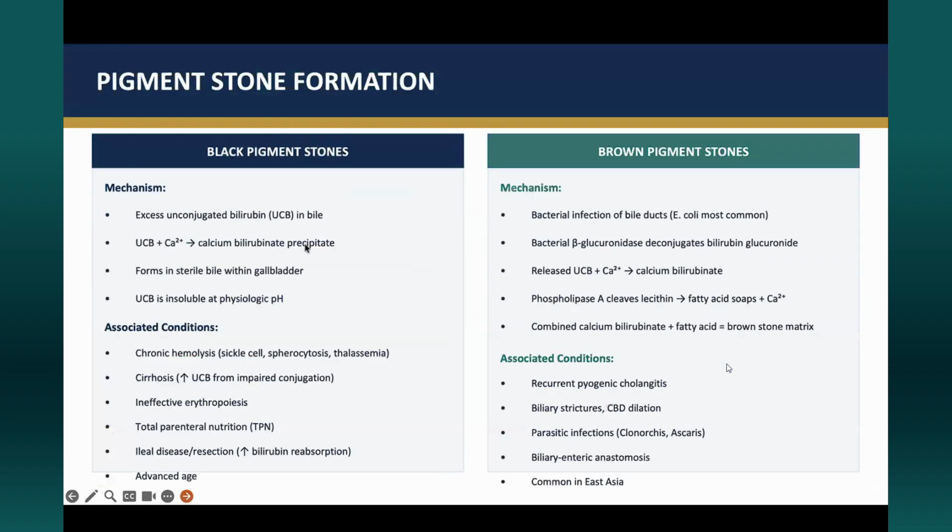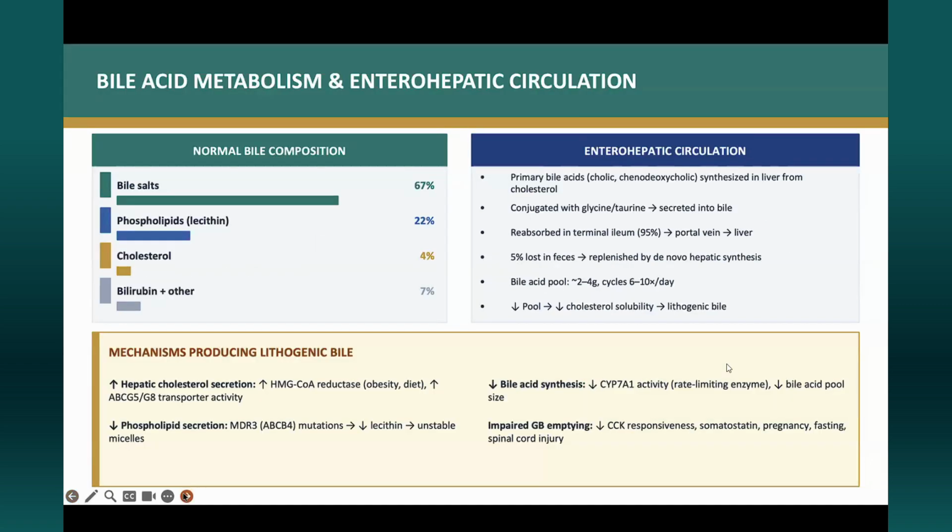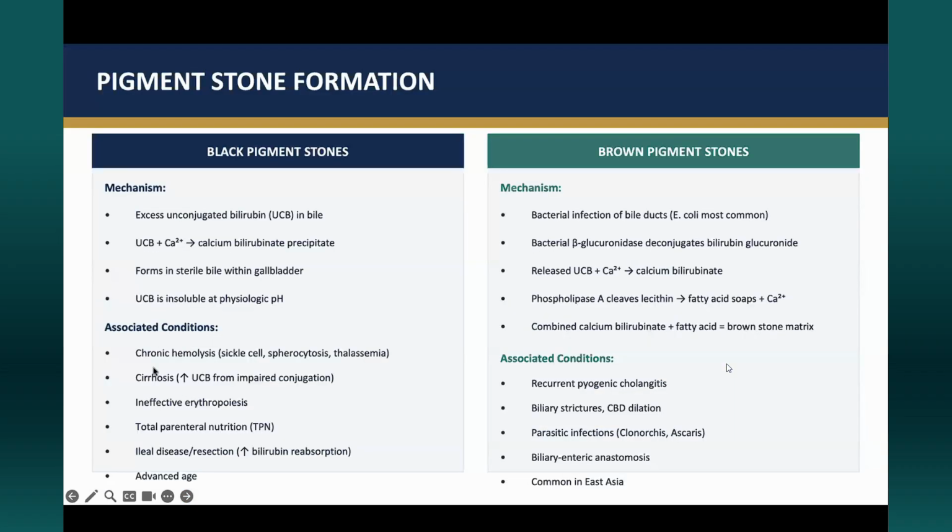So on the other hand, you have a bile pigment, excess of bilirubin. Bile pigment stones, unconjugated bilirubin, forms in sterile bile within the gallbladder, and it is due to chronic hemolysis, cirrhosis, ineffective erythropoiesis, patients with total parenteral nutrition, and ileal disease because of the enterohepatic circulation, which does not work in a patient with gallstones. So on the right side of your screen, these are patients who have brown pigments.